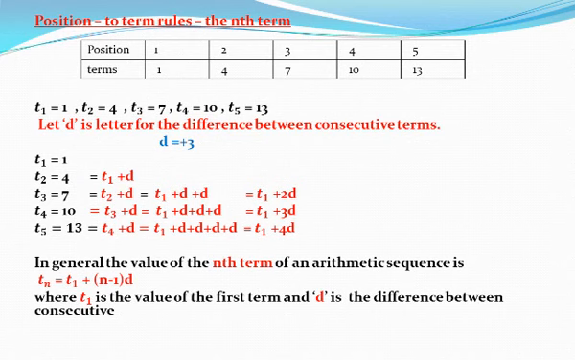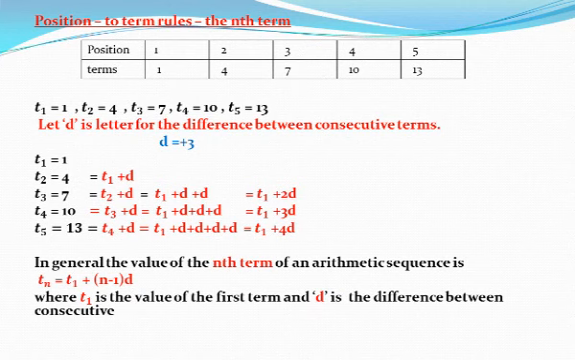Now we are going to move to the next topic, position-to-term rules, the nth term. The table gives the terms of a sequence and their position. First position, it is 1. Second position, 4. Third position, 7. Fourth position, 10. Fifth position, 13. This one we can write as T1, the first term is 1, T2, the second term 4, T3, the third term 7, T4, the fourth term 10, T5, the fifth term 13.